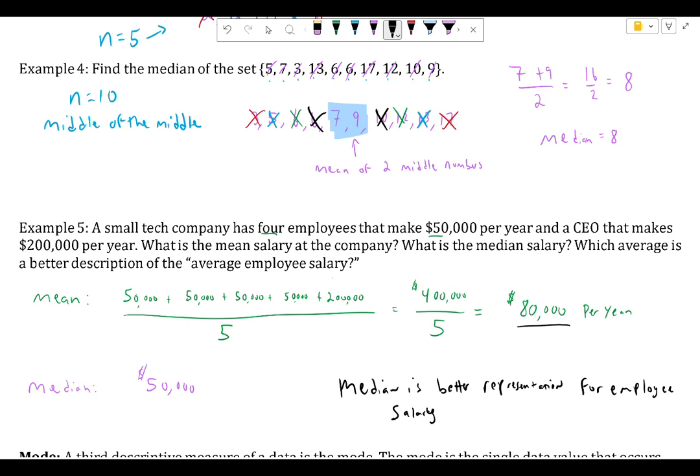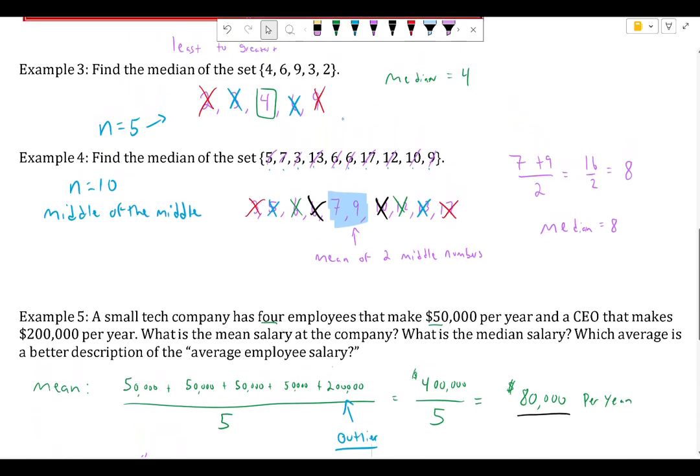So 2 things that we could talk about here. The first thing is this $200,000 the CEO makes could be considered an outlier. When we have outliers, the median is generally the better representation, or the median is the better measure of central tendency to use to represent the data values.